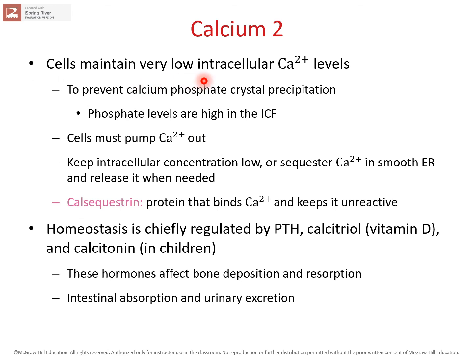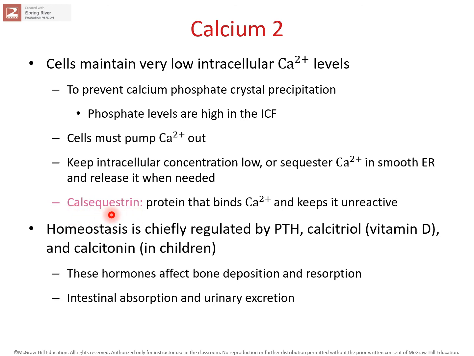Now calcium must be maintained at very low intracellular levels, but at the right levels. Okay, so you don't want too much calcium because sometimes it combines with other ions like phosphates to form crystals, and this happens in kidney stones and in gout, and the cells must pump out any excess calcium and keep the intracellular concentration low. Okay, a lot of calcium is present in the smooth endoplasmic reticulum, and it's only released at the time of need.